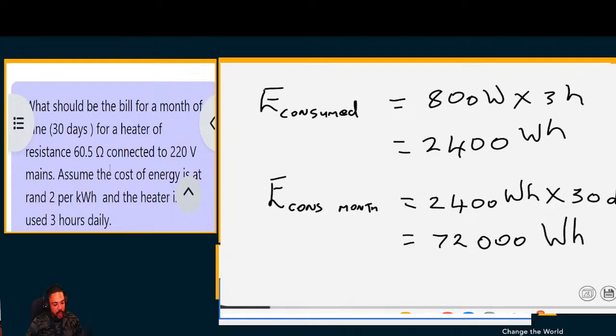Now we can also write this into something that you may find a little more familiar. We can say 72,000 watt hours is 72 kilowatt hours. That just means 72 times 10 to the 3 watt hours. Remember, kilo is 10 to the 3, and you may have heard of kilowatt hours. Now let's calculate the cost. Do you know why I also converted to kilowatt hours? It is because our cost is given as 2 rand per kilowatt hour.